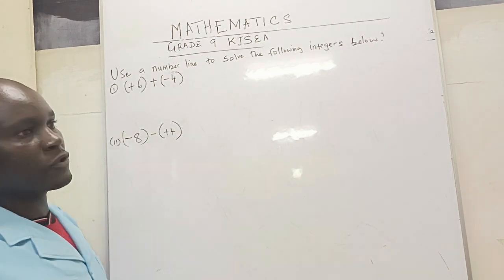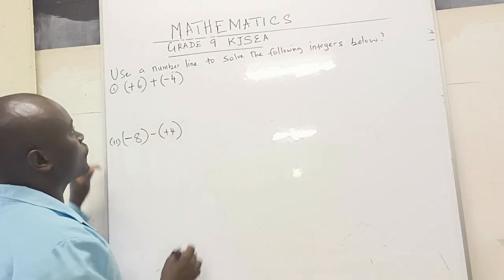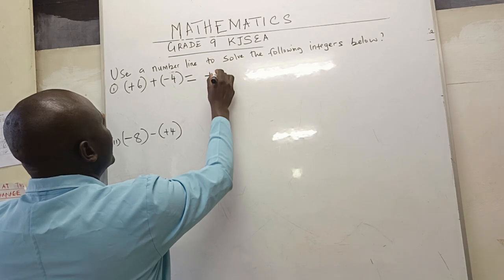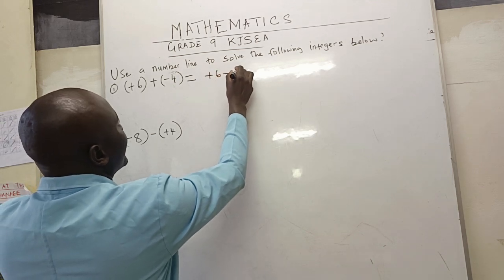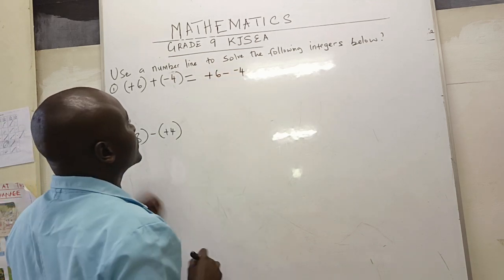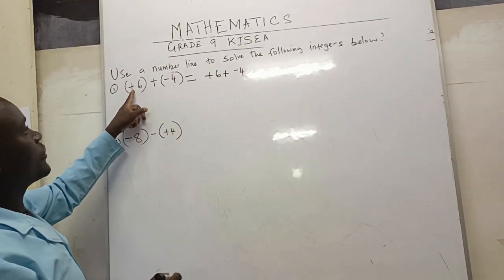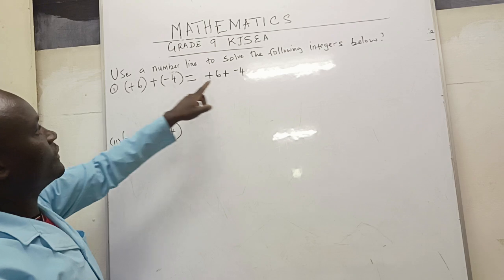But the first thing we are supposed to do is to remove the bracket. How do I remove the bracket? I will say this one will be positive 6 plus negative 4. I have removed the bracket.